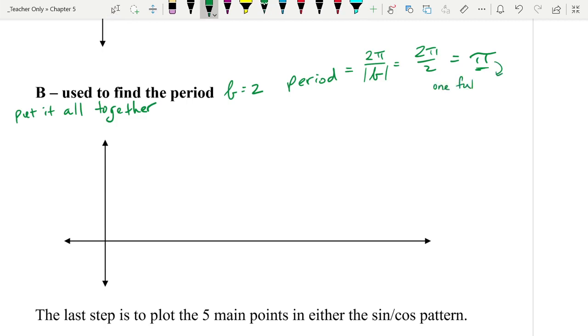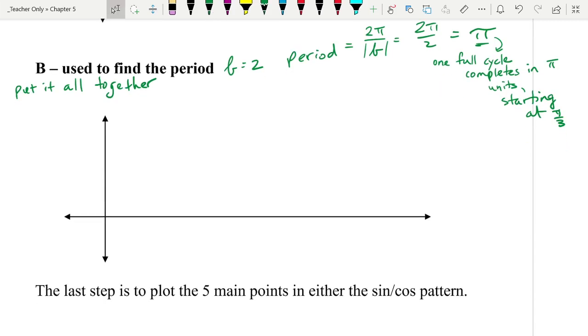One full cycle completes in pi units. But again, I'm going to say starting at pi by 3. Why starting at pi by 3? Because that's my horizontal shift. So I think I'm ready to graph now.